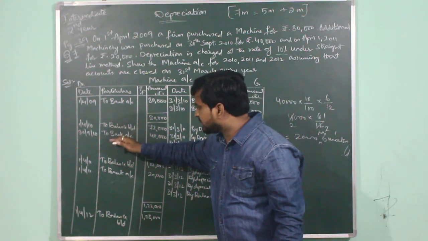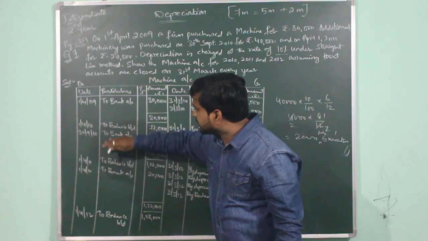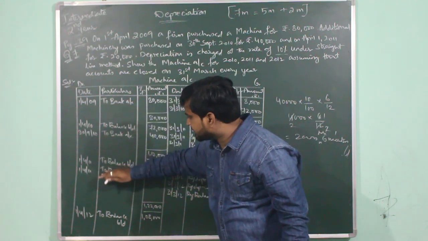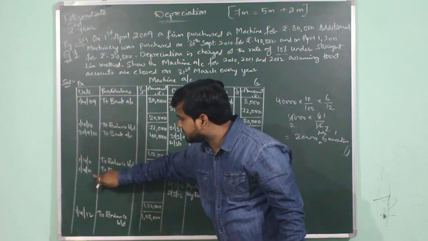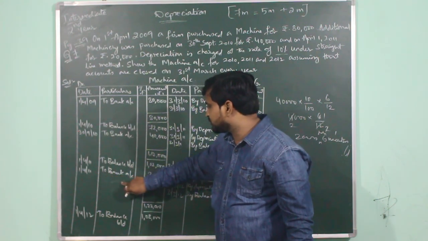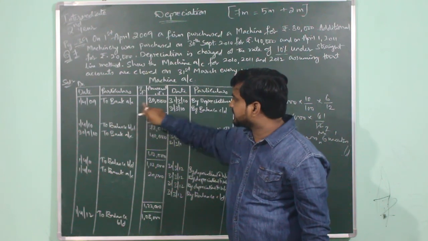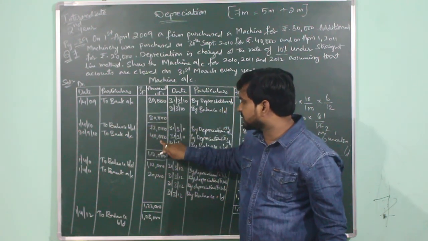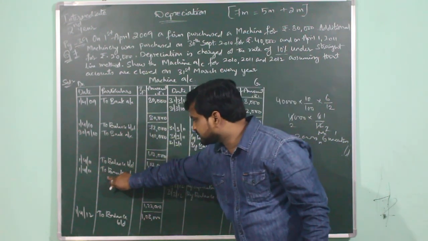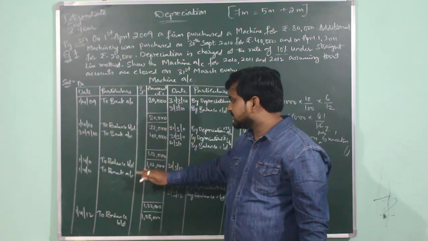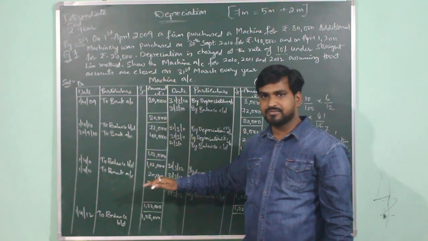But when the business is coming into the third year, already they had two machines. Again they are purchasing the third machine on 1st April 2011, so they'll be writing it as to bank account 20,000. As they have written it for the first machine to bank account 80,000, for the second machine to bank account 40,000, similarly they'll be writing as to bank account 20,000. So this time they have three machines with them.